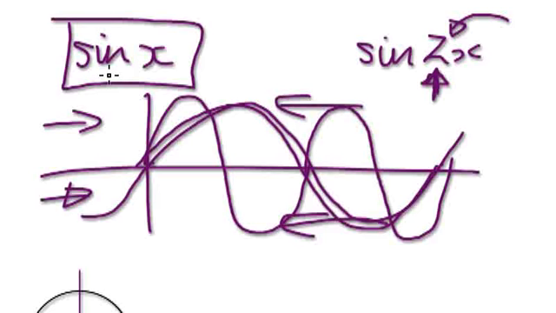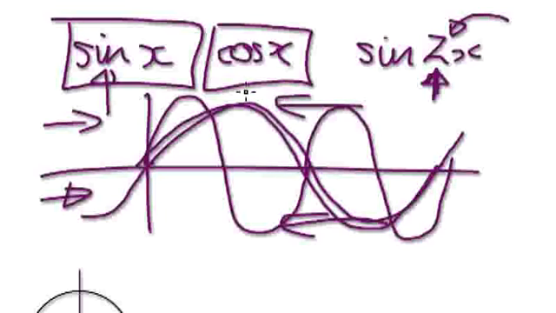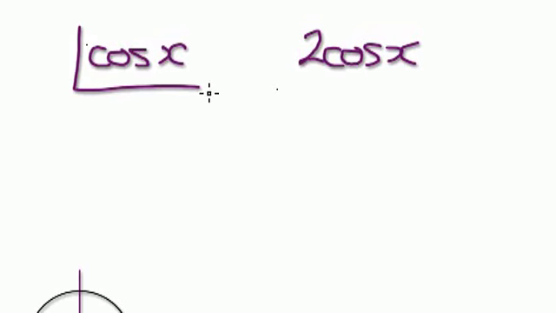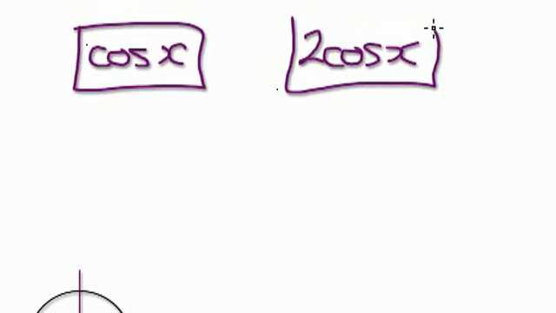You can use the same argument for cosine of x as well, rather than just sine of x. Okay. Now in this video we're going to look at cosine of x, and what happens when you have two cosine of x. We are going to look at this and see how this relates to this.